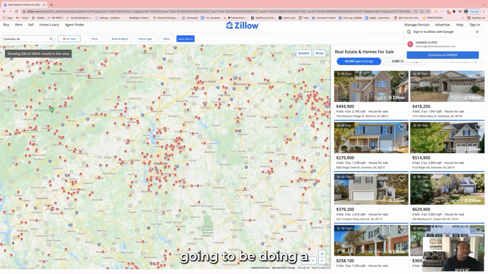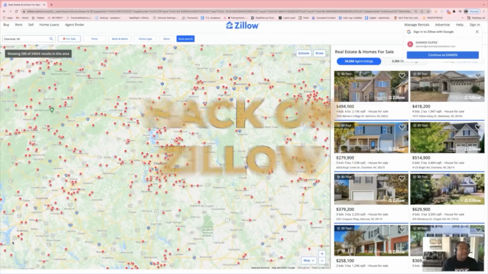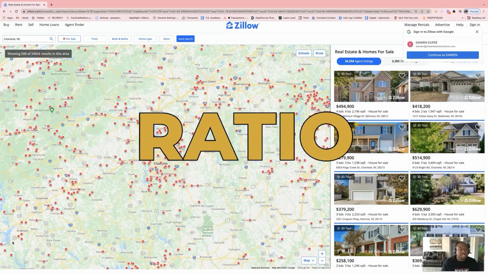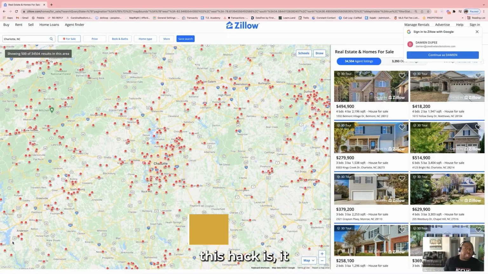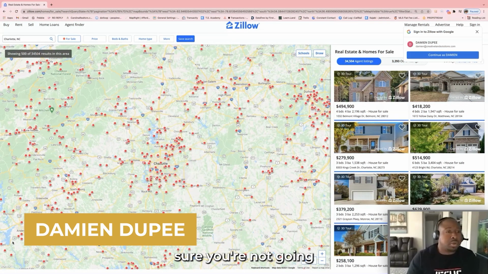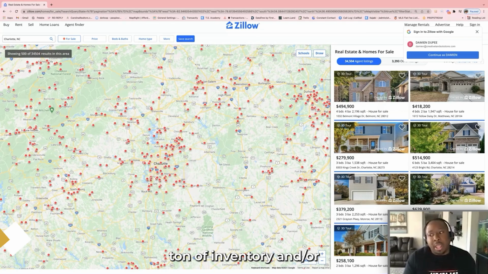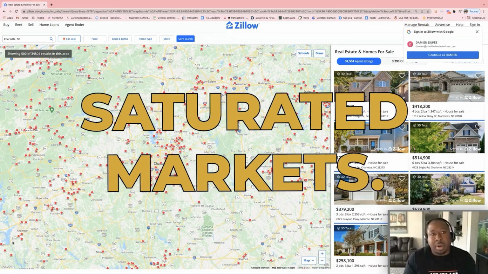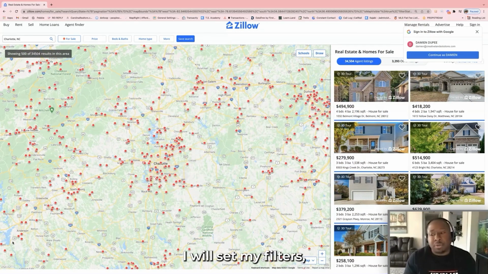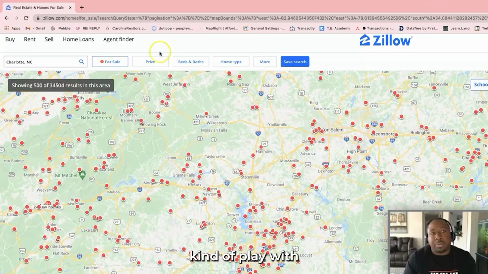In this module, we're going to be doing a hack on Zillow called active to sold ratio. Basically, this hack allows you to make sure you're not going into markets with a ton of inventory, or saturated markets. I will set my filters, but I encourage you to be innovative and play with these filters. This is just what I use. So let's jump right in.